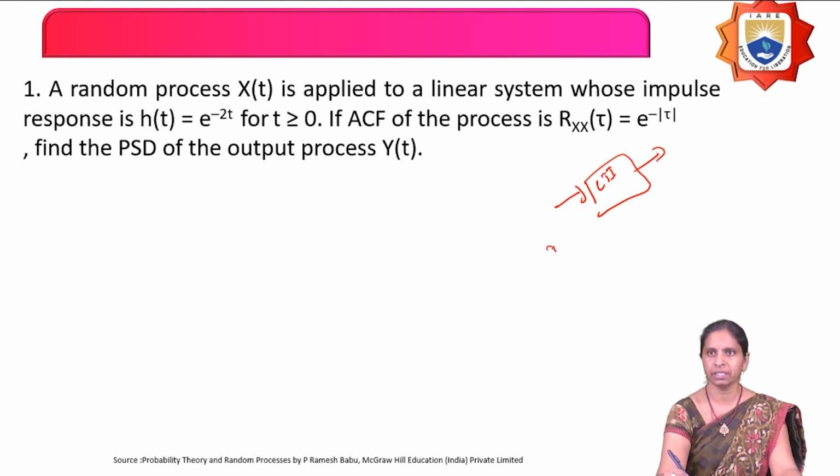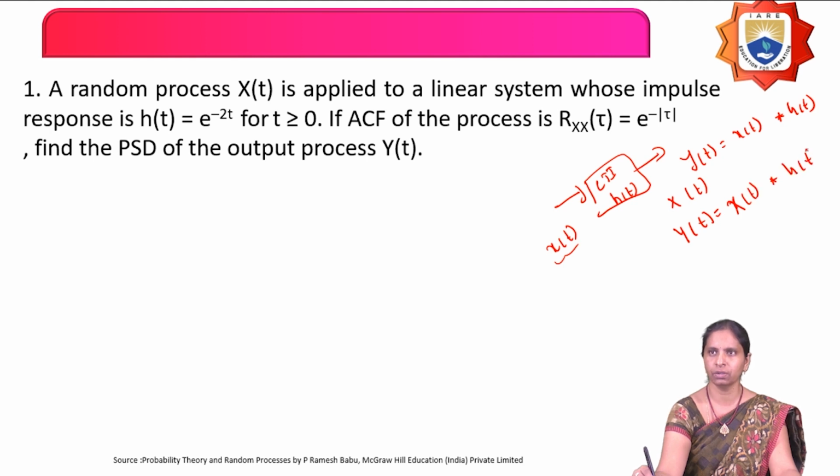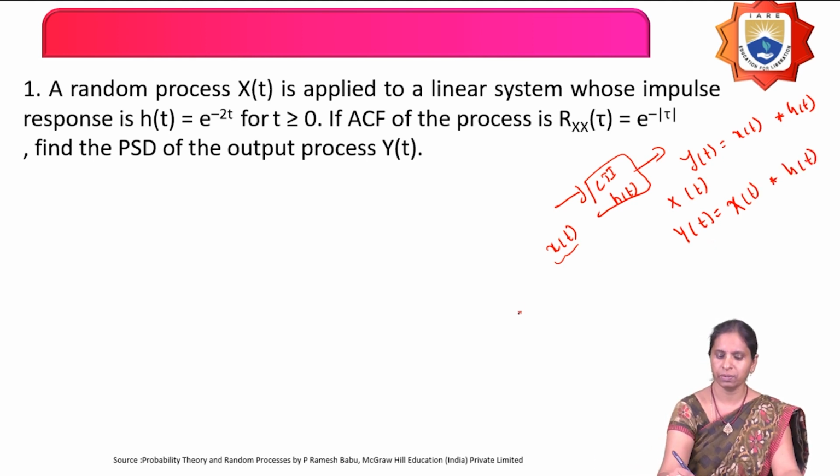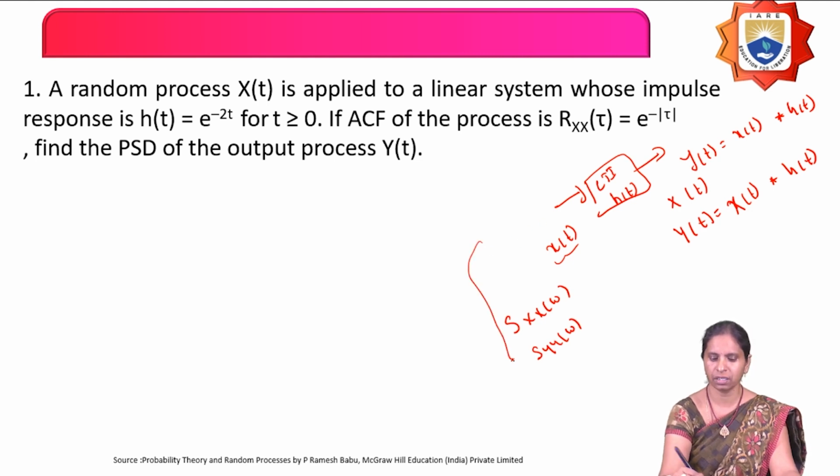If the input to the LTI system is x of t and its impulse response is h of t, then the output y of t equals x of t convolution h of t. Now instead of giving a known input, we can give a random input x of t. Then the output of that LTI system is also a random output, which is given by x of t convolution h of t. And then we have seen the power spectral density of the input and the power spectral density of the output. These topics we have already discussed in the previous lecture. So on this, today we are going to discuss the problems.